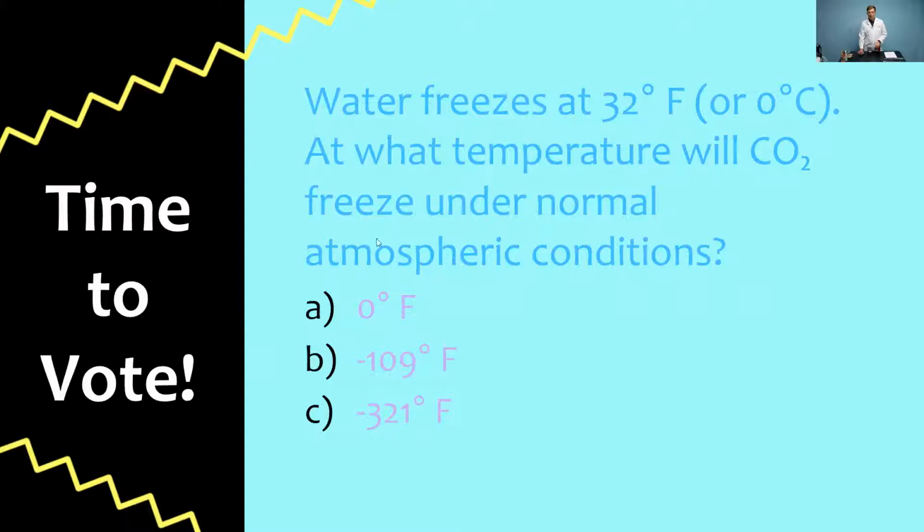The majority here stated that carbon dioxide freezes at 321 degrees below 0 Fahrenheit. It is actually negative 109 degrees Fahrenheit. Negative 321 degrees Fahrenheit is another familiar temperature for another substance, and we'll come to that in just a little bit. So we're going to stop our share and explore a little bit about dry ice.